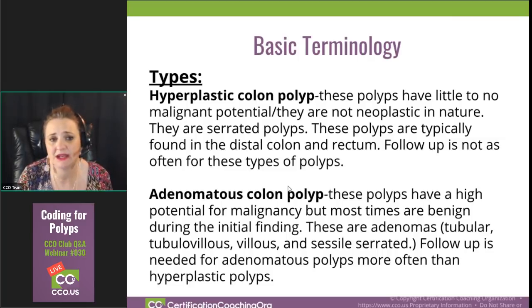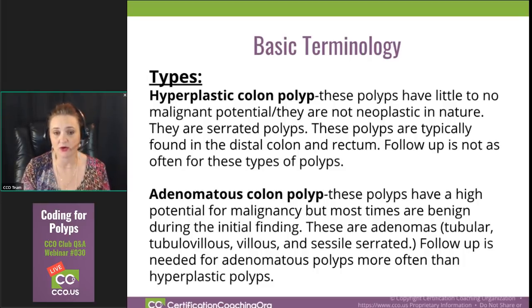The two main types of these colon polyps, and again, that's what we're focusing on. We're going to look at other types maybe at another date, or this should launch you into looking at other polyps, right? Increase your knowledge base. The first one is going to be hyperplastic colon polyps. So what are these? They have little to no malignant potential. Okay, these are very common, right? Little bulbs of tissue that grow abnormally, and they are not neoplastic in nature.